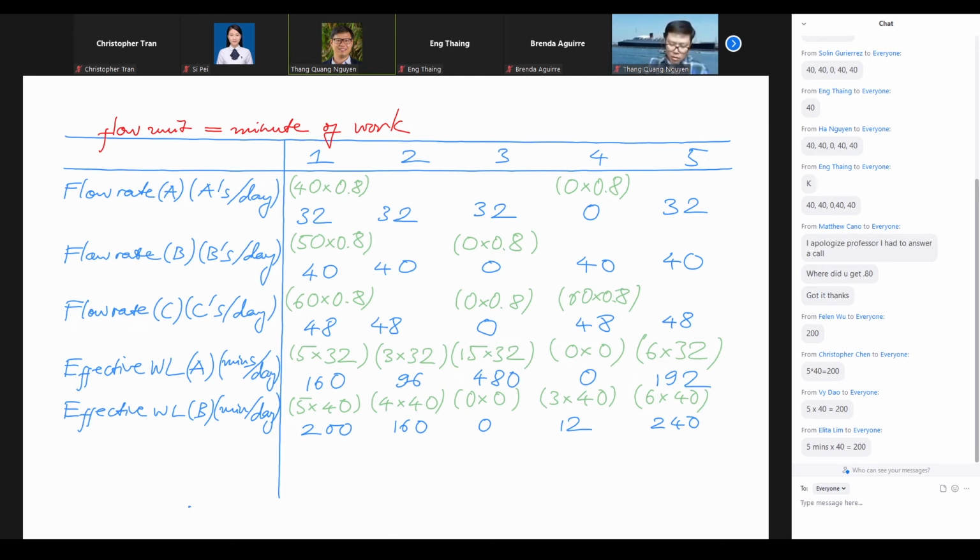Let me work on the C with you. The effective workload of the fries in terms of how many minutes of work per day. So we'll just look at the table to know the processing time. It takes 5 minutes at station 1, and because there are 48 units going through, we multiply that with that. At station 2, it also takes 5 minutes, multiplied with 48.